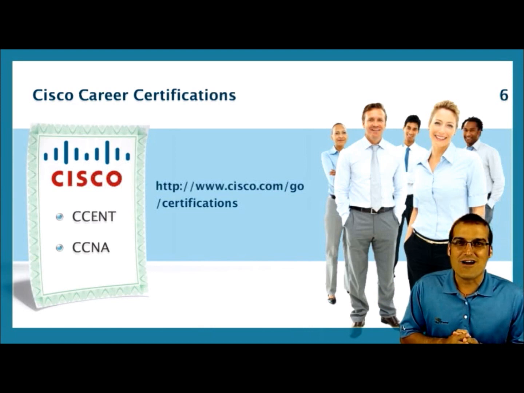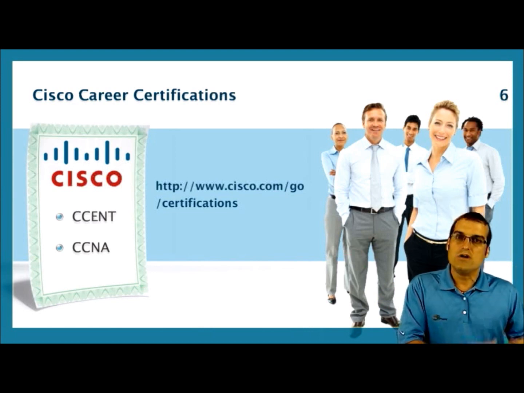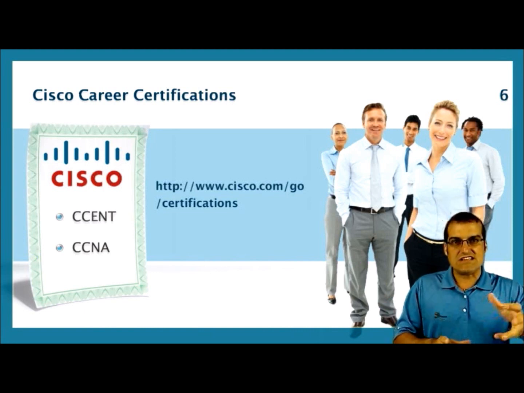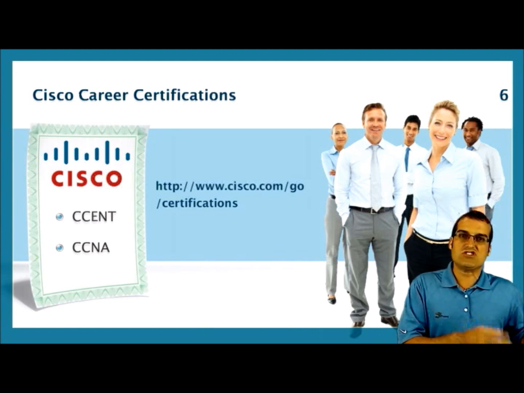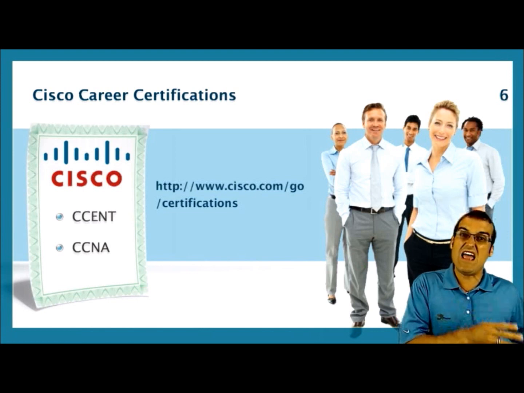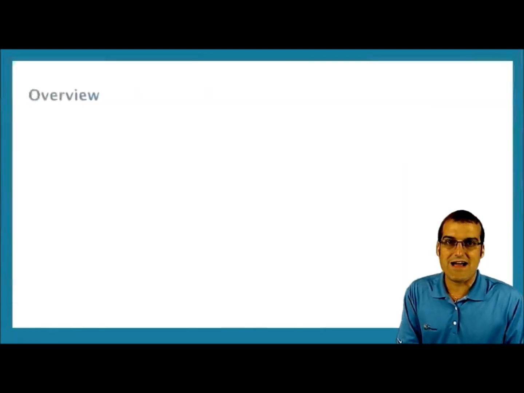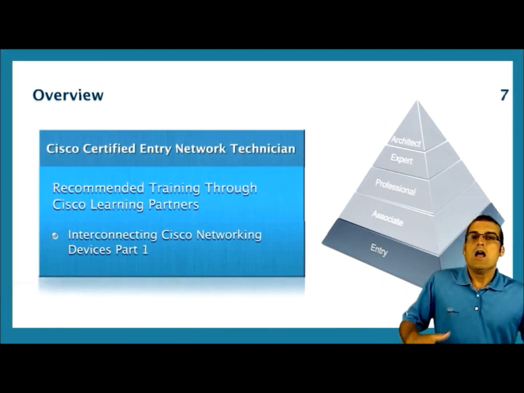But notice the URL. It's cisco.com/go certifications. Cisco uses this go syntax in their URLs, and it makes it real easy. Cisco.com go switches, Cisco.com go routers, Cisco.com go FN for feature navigator. It really makes it quite easy to find great resources on their particular website.